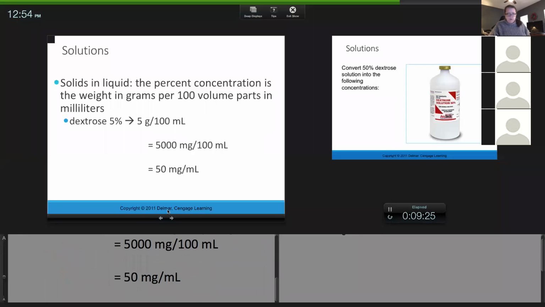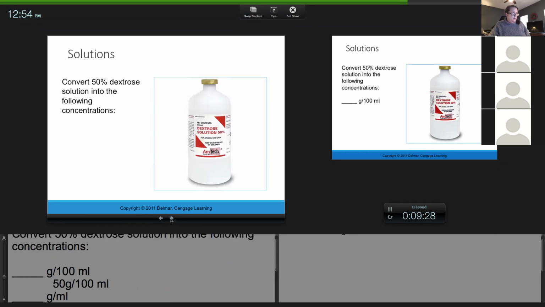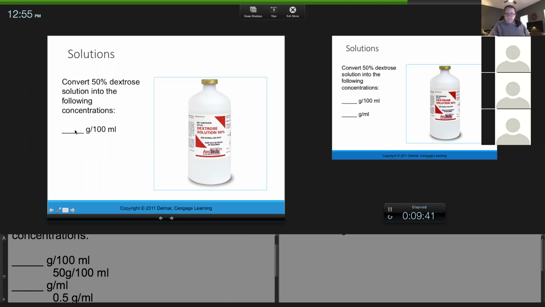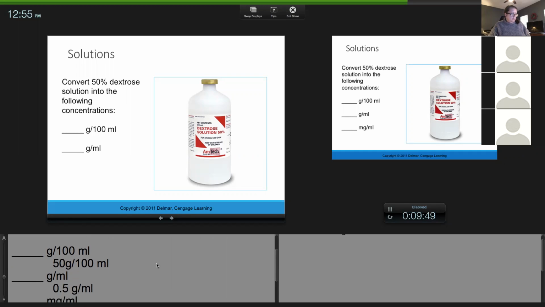Now, we're going to get to how we make a bag of fluids. So here's a 50% dextrose solution. This is how it comes from the manufacturer. The first thing is this should say 50. This is 50 grams per 100 mLs. And then we're going to say how many grams per mL. Well, if you take off 2 zeros or move the decimal point 2 places, this would be 0.5 grams per 1 mL.